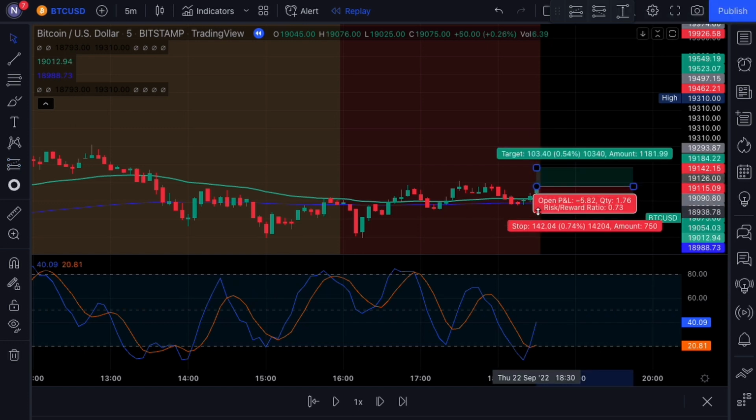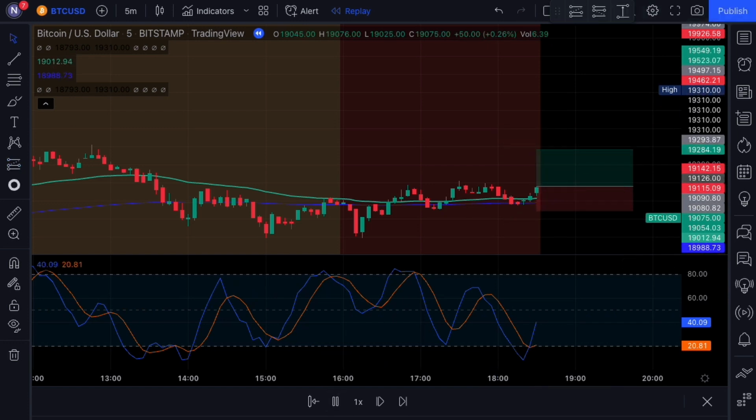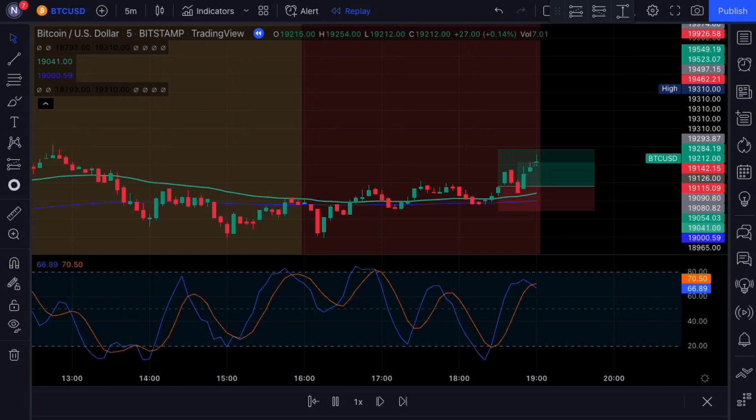With all these conditions met, our stop loss will be placed slightly below the recent swing low and the take profit target will stay the same.